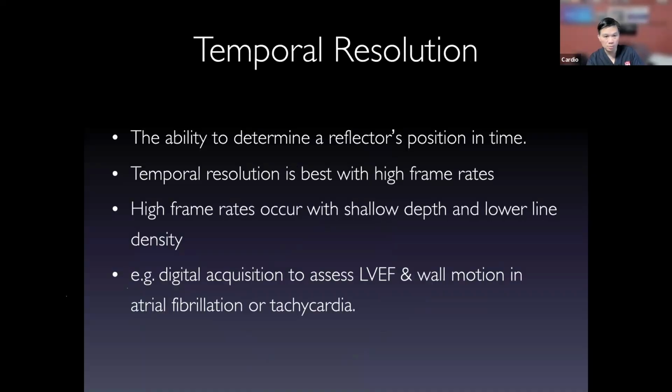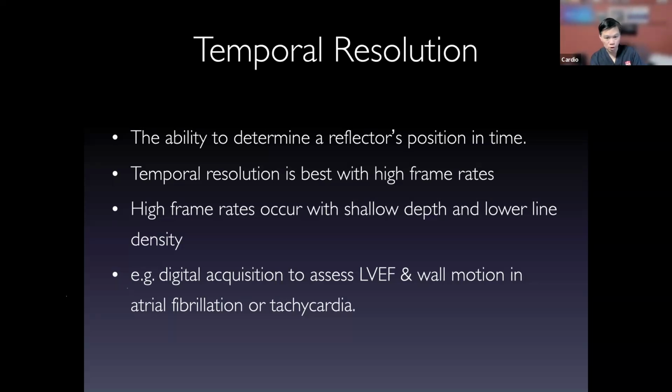And then there's also a concept called temporal resolution. It's the ability to determine a reflector's position in time. Temporal resolution is best with high frame rates, and with the newer machines it is much better. With 2D, we're now able to get up to 60, 70, 80, 90, 100 frames per second. When we were a lot younger, it was like 16, 30, 32, that type of thing. So even with very fast moving structures, like a young heart, we are now able to capture the hearts with a much higher resolution than before.